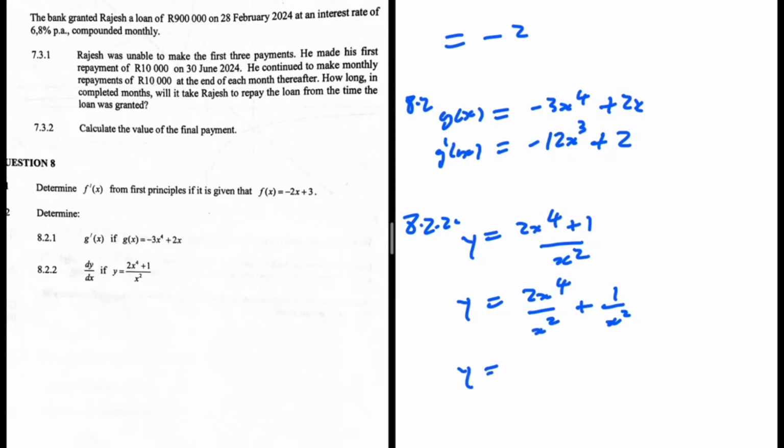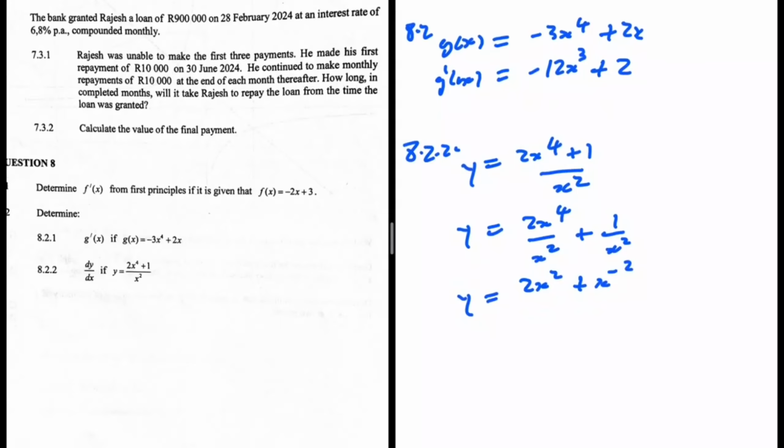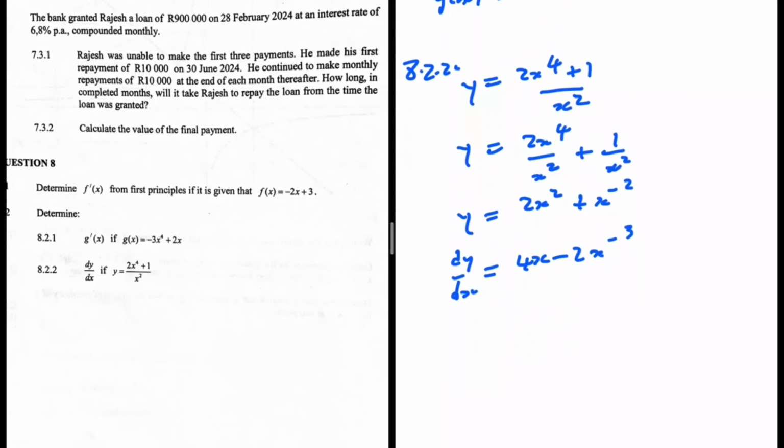So y is equal to 2x squared plus x to the minus 2. Okay, so dy over dx, now I want to derive, will be equal to 4x minus 2x to the minus 3. So dy over dx is equal to 4x, rather, not just 4, minus 2 divided by x to the power 3. So that is 8.2.2.